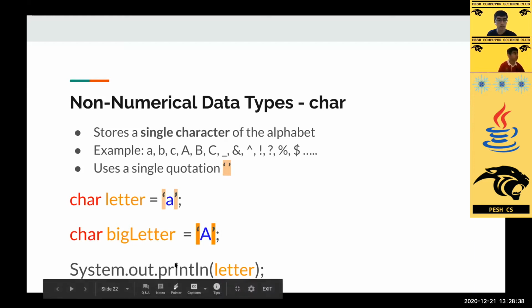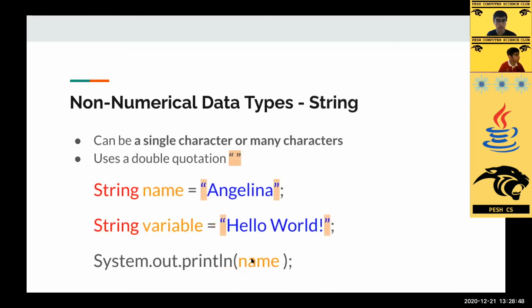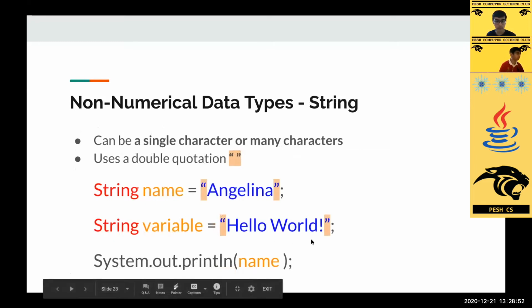So when we do system.out.println letter, it's going to display the value of letter, which is A. It's not going to display the actual word letter. We'll just go through, we have two more data types, and then we'll code this with a hands-on example.